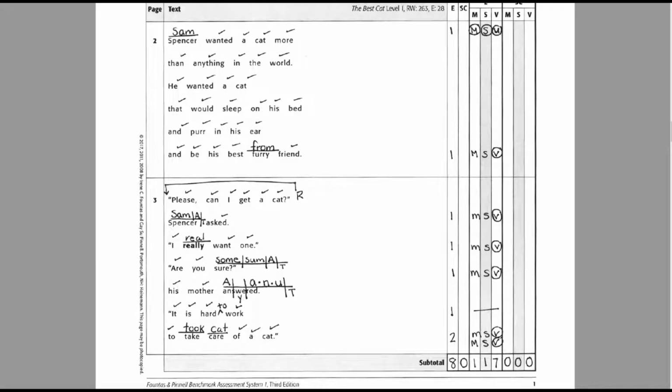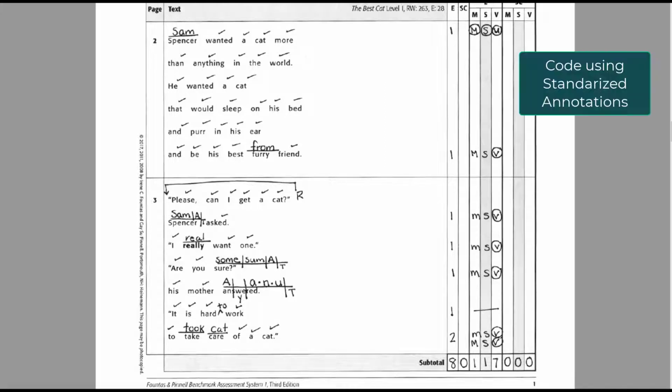This is a sample of a coded oral reading passage for a student. Since this is a standardized assessment, use established guidelines to count errors and assess all of your students in the same way. It is important for all teachers in this district to use the same system.